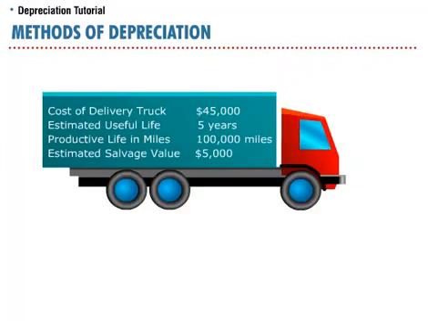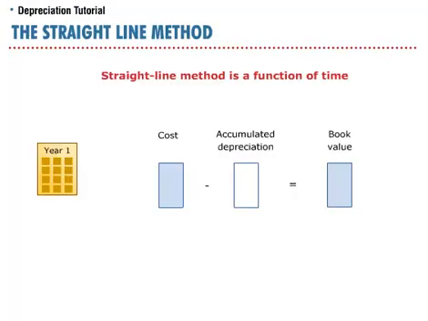To illustrate these depreciation methods, assume that Joe's furniture store recently purchased a truck to make customer deliveries. The truck cost $45,000. Its estimated useful life is 5 years, or 100,000 miles, with an estimated salvage value of $5,000. The straight line method considers depreciation a function of time rather than a function of usage.